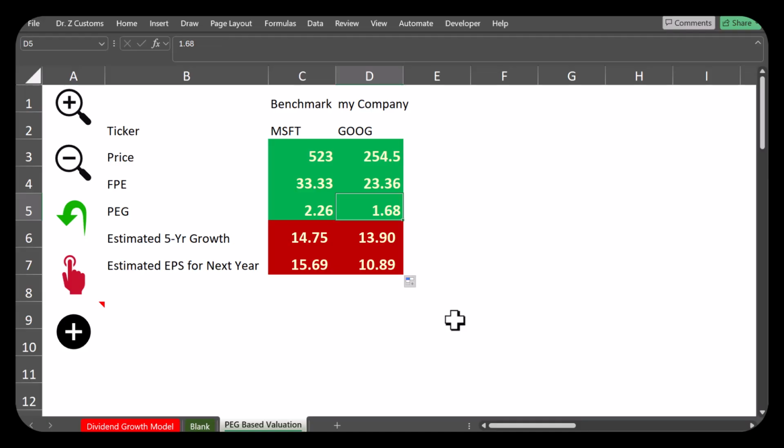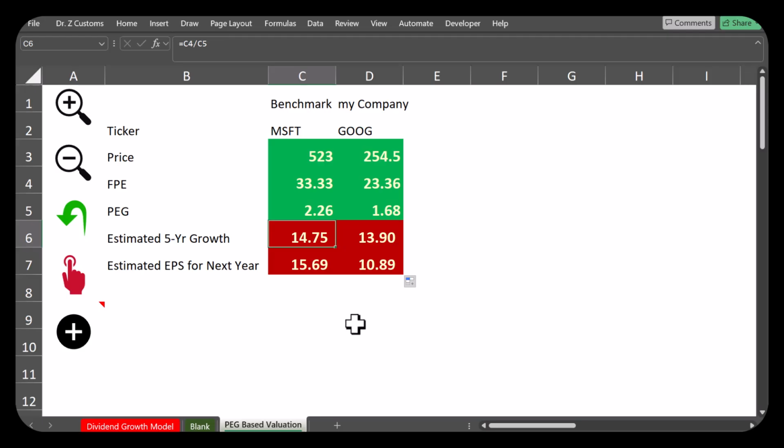if you look at the PEG ratio, or if you look at FPEs alone, I mean, Google seems to be cheaper, okay? But PEG ratio, that's the same case as well. But the difference is not necessarily that big because Microsoft is expected to grow a little bit faster over the next 5 years.